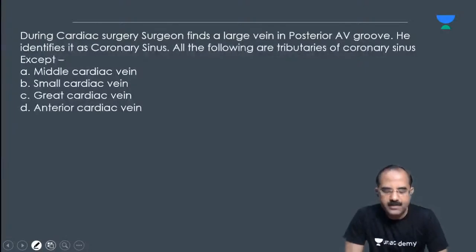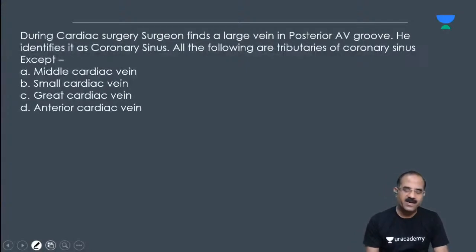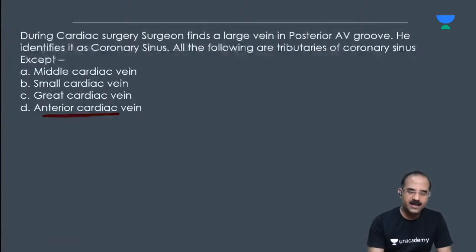During cardiac surgery, a surgeon finds a large vein in the posterior atrioventricular groove. He identifies it as coronary sinus. All the following are tributaries of coronary sinus except, easy MCQ. Very good. Except the anterior cardiac veins.